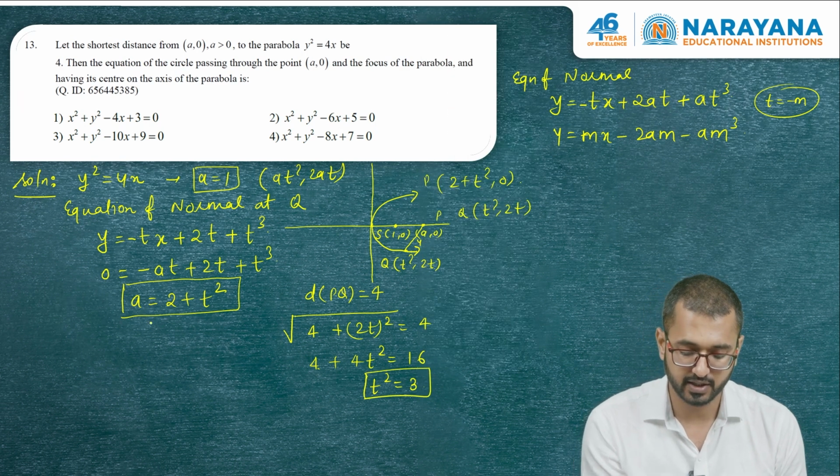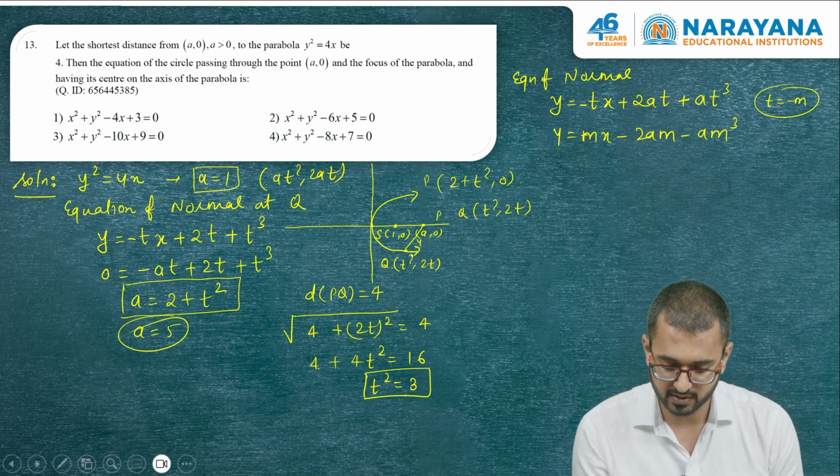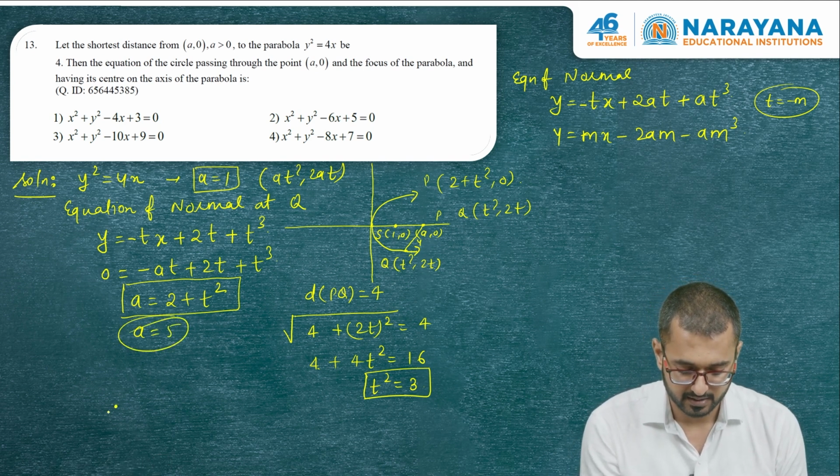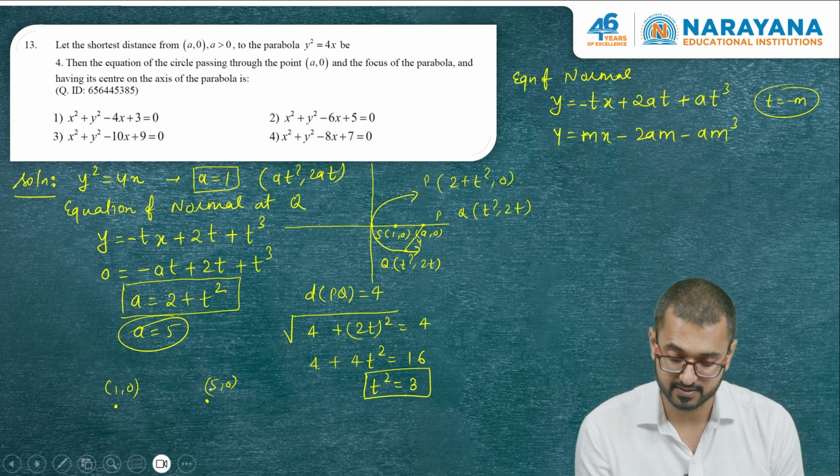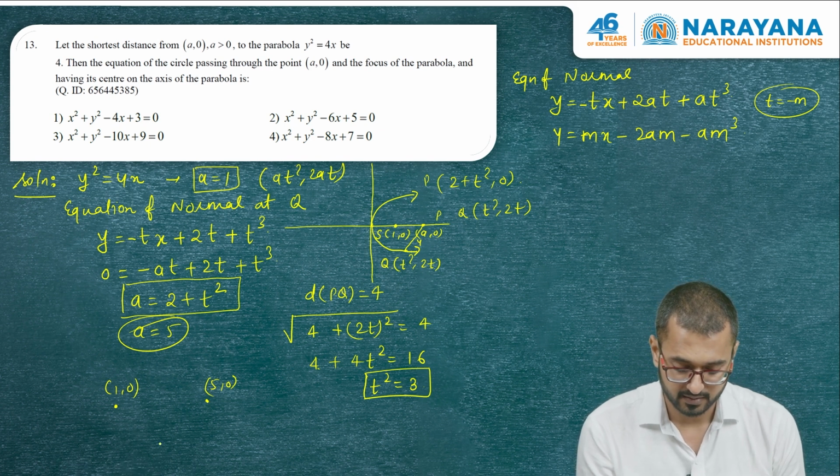So that means we got the point now. So a is equal to 5. That means it's like this. This is 1 comma 0, and this is 5 comma 0, and this was supposed to be the shortest distance, 5 comma 0 on this.